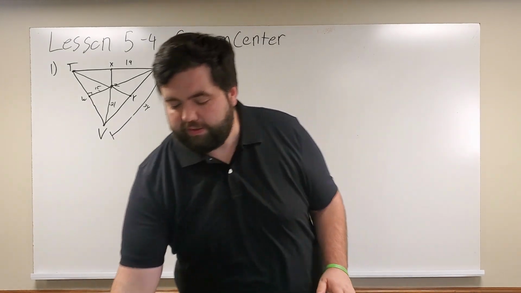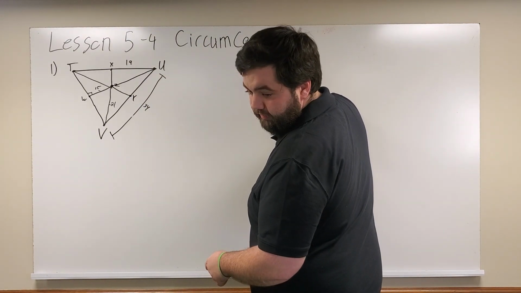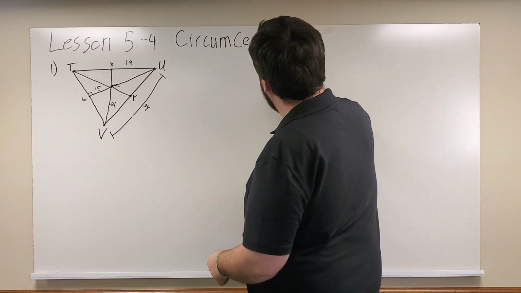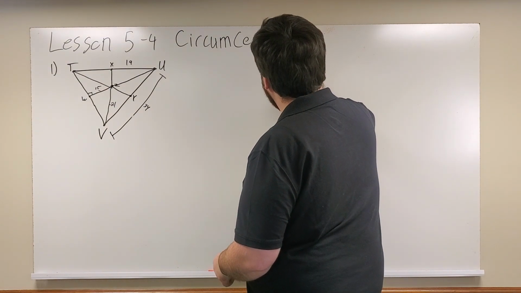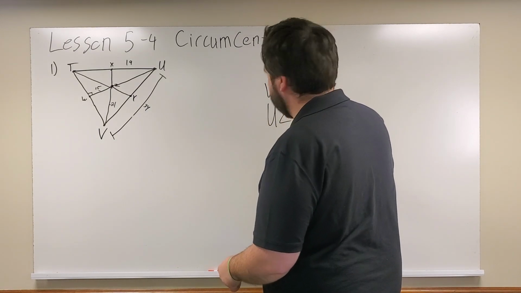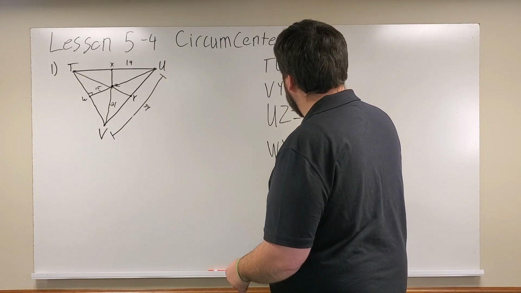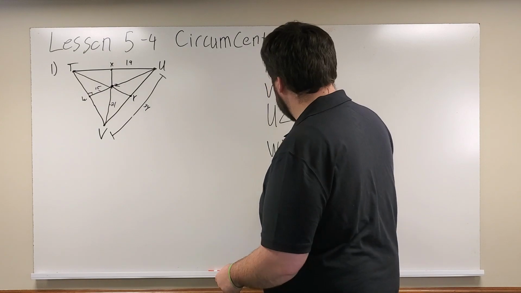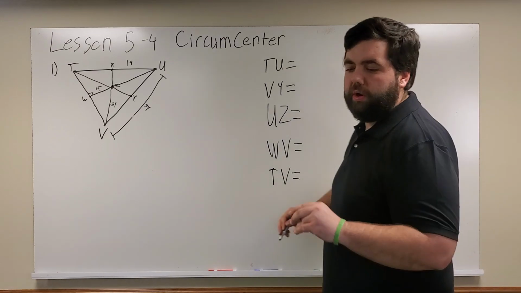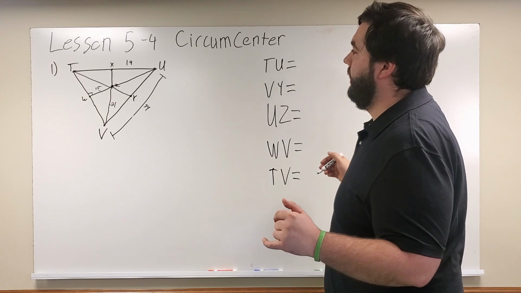Okay, so what it's asking us is to find TU, VY, UZ, WV, and TB. Alrighty? So, we're going to write down these and see if we can find any just by looking at it.